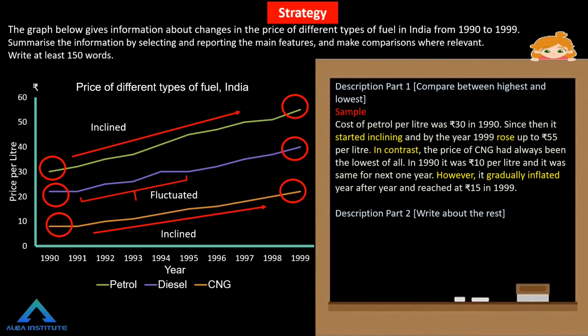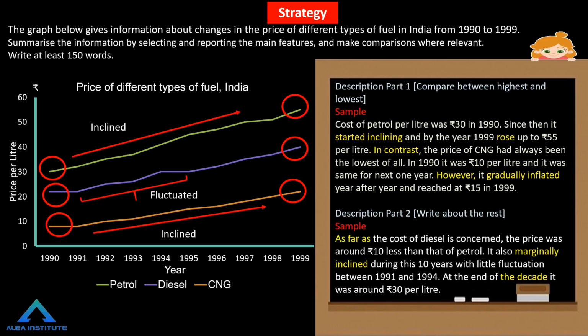If we write the description part 2, here it is. As far as the cost of diesel is concerned, the price was around 10 rupees less than that of petrol. It also marginally inclined during this 10 years with little fluctuation between 1991 and 1994. At the end of the decade, it was around 30 rupees per liter. So this was our description part 2, and you could notice that we talked about the price of diesel and how it changed throughout this period.